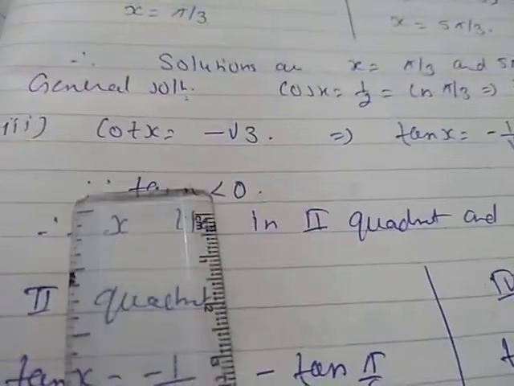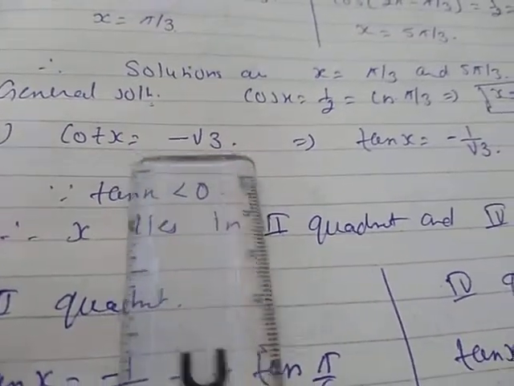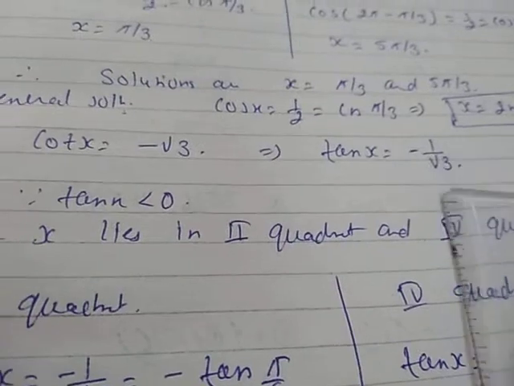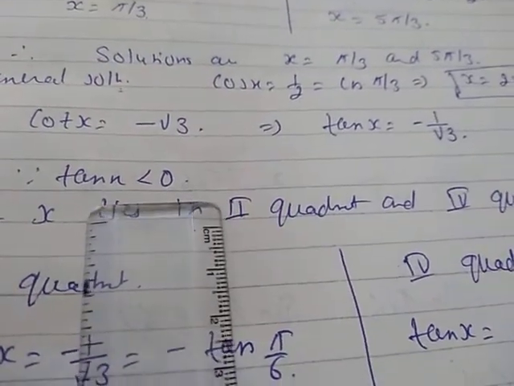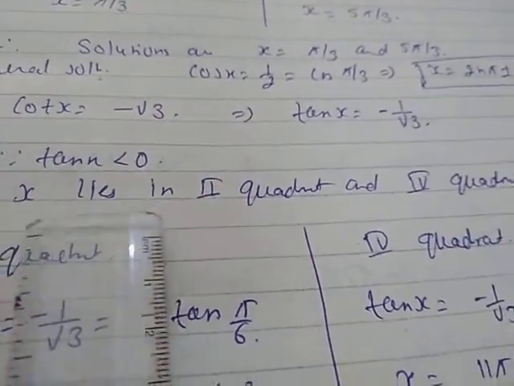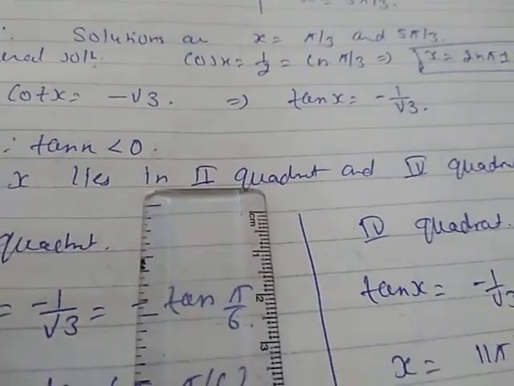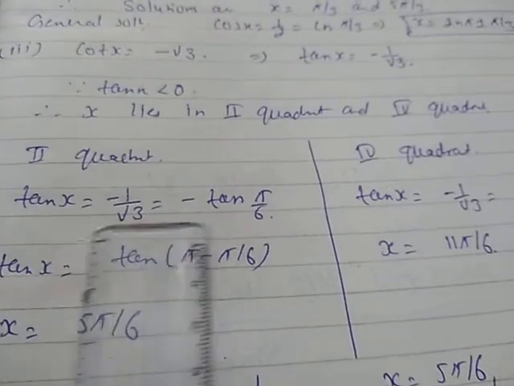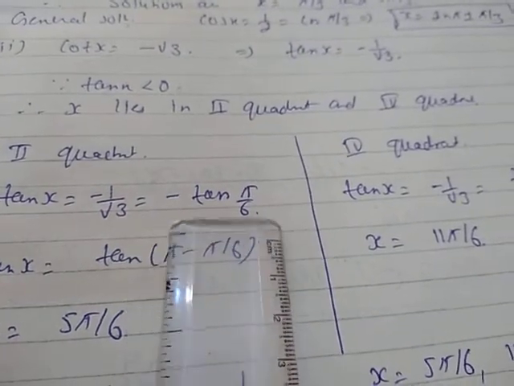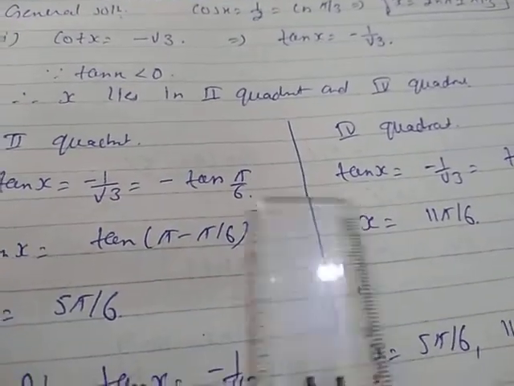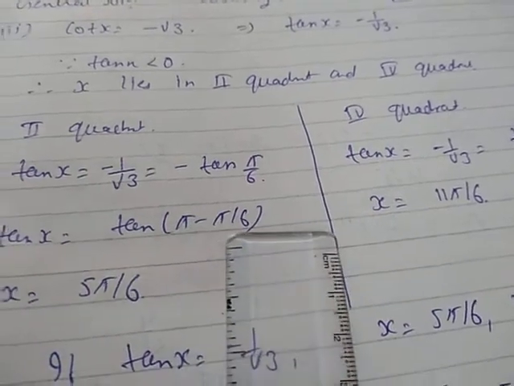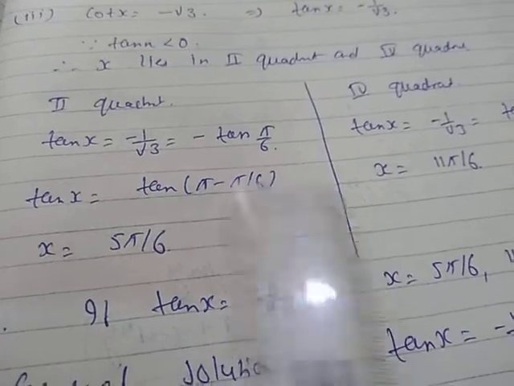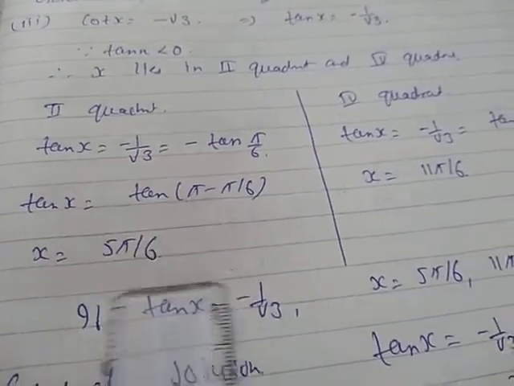cot x is equal to minus root 3. Here it is negative. Tan x is minus 1 by root 3. Since tan x is less than 0, definitely it lies in the second and fourth quadrants. In the second quadrant, tan x is equal to minus 1 by root 3. It is minus tan pi by 6. In the second quadrant, the angle is pi minus theta. So tan x is equal to tan of pi minus pi by 6. Then x is equal to 5 pi by 6.